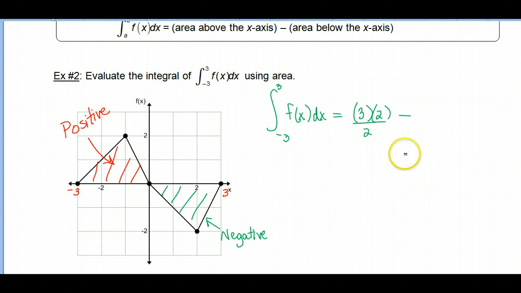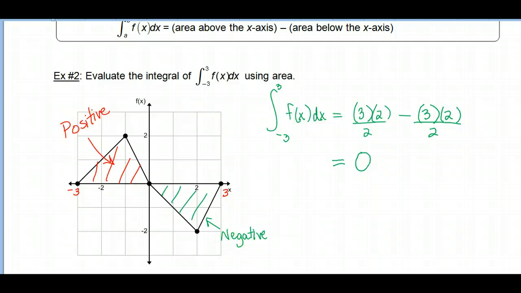Okay. So I'm gonna subtract, this has a base of 3 and the height of 2 divided by 2. So notice, this whole thing ended up being 0 because I had the same amount, it balanced out.